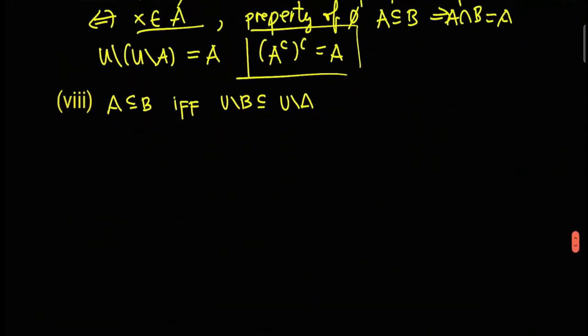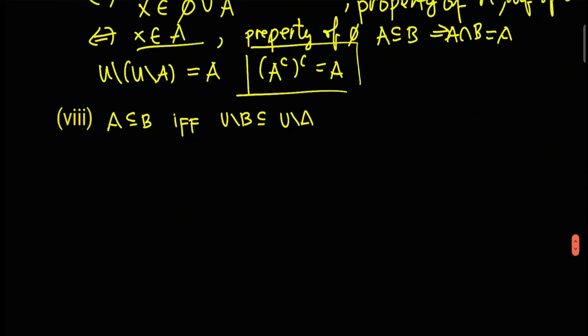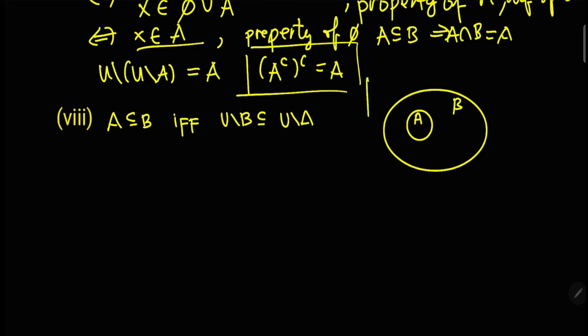Another property: A is a subset of B if and only if U except B is a subset of U except A. Let me draw the Venn diagram. So you have A, which is a subset of B, and then the whole thing is contained in a universal set U.